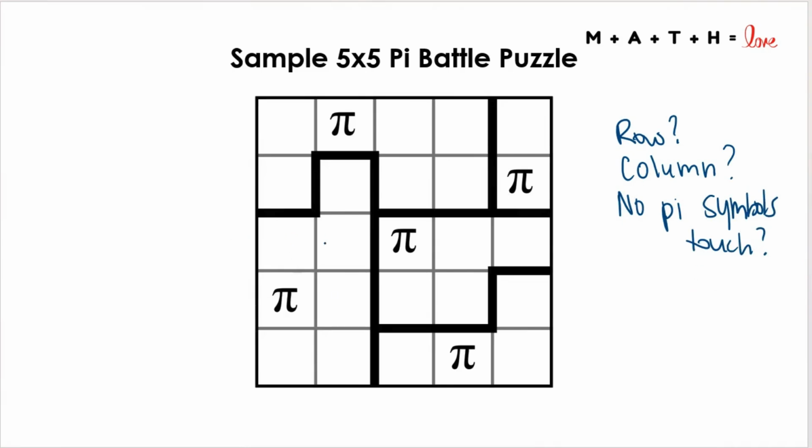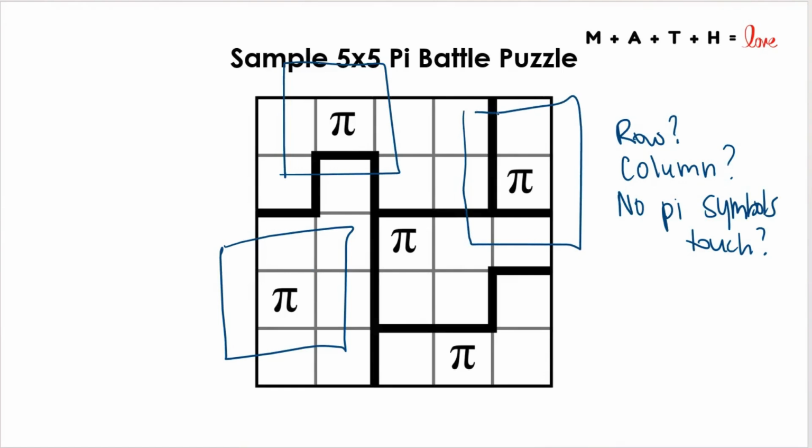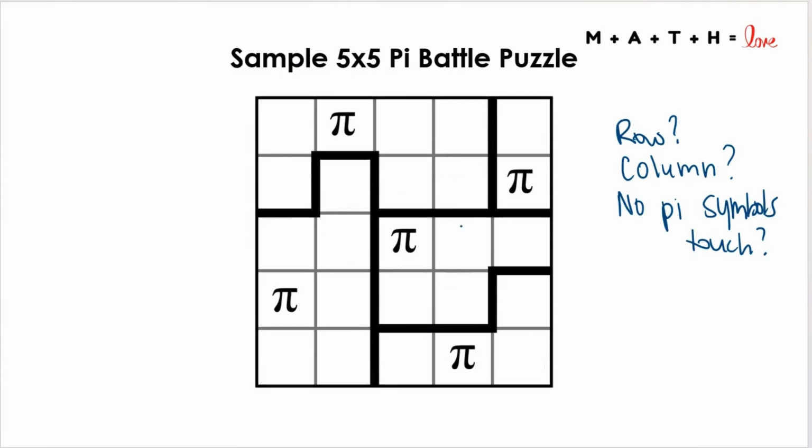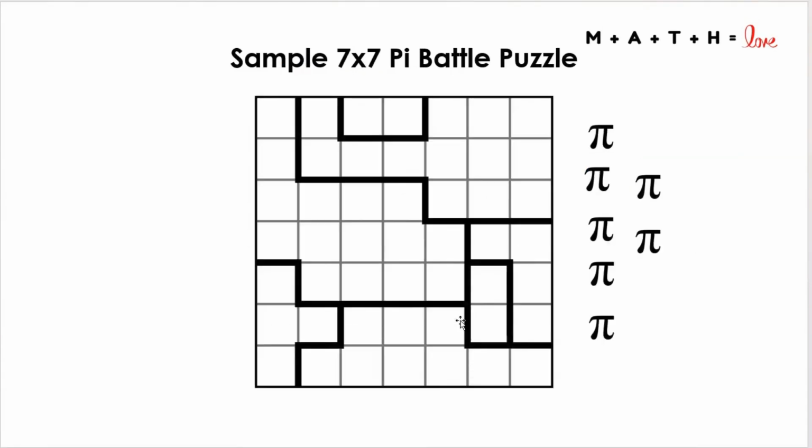And do no pi symbols touch? I could draw a box around each one. And those boxes are not intersecting any pi symbols, so we are good. We have successfully solved a 5x5 pi battle puzzle. I thought about going to a 6x6, but no, I thought let's really take it up a notch.